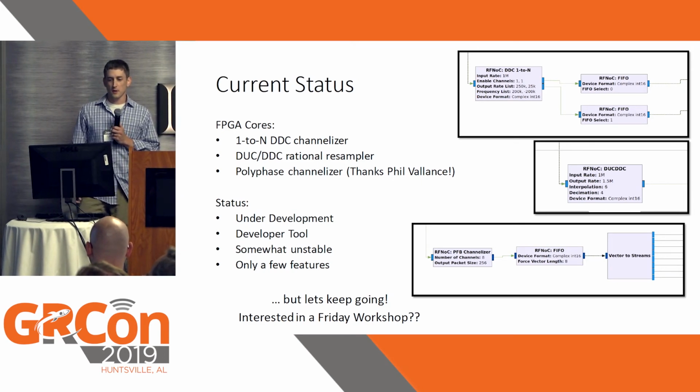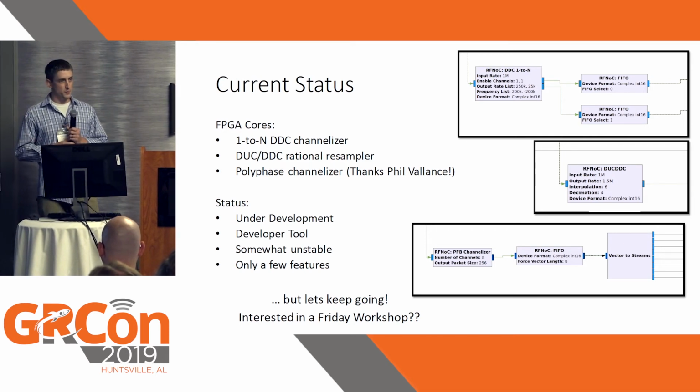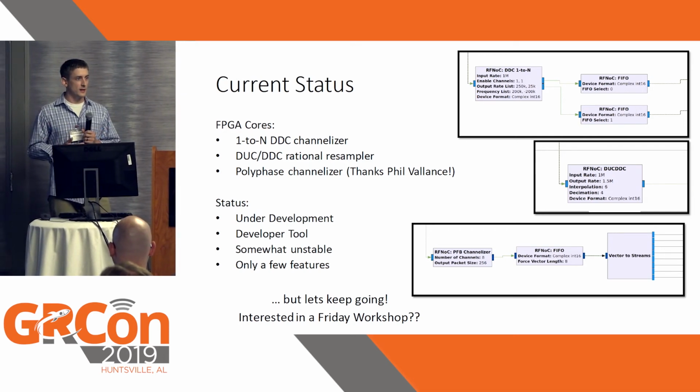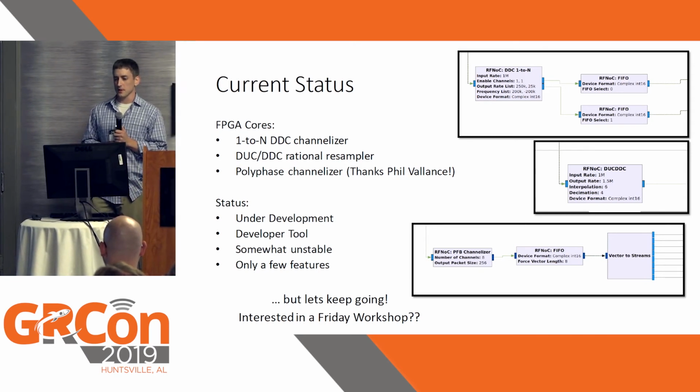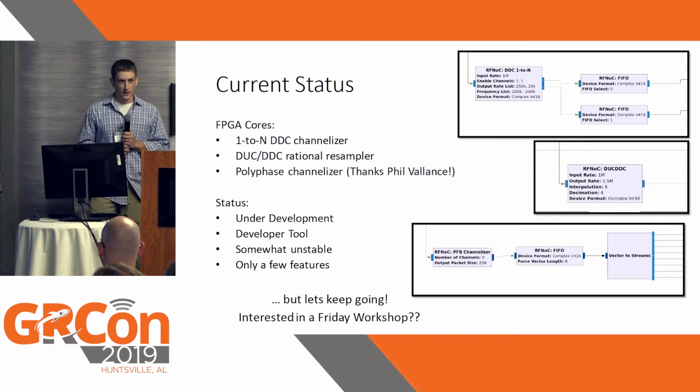There's also, I needed a rational resampler to run on the N310 because it has kind of weird sample rates, and if I want something exactly at 2 megahertz, well, you have to resample it. So brute force channelizer right now, interpolate, decimate, done. There's a lot of room for this to be better.